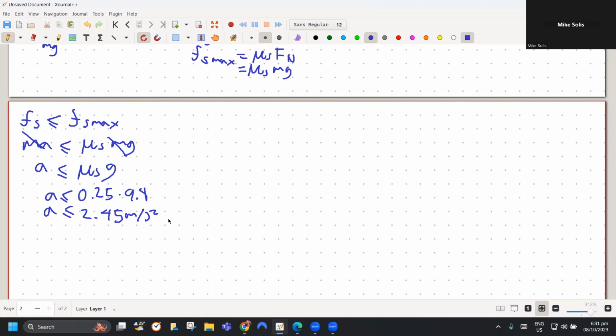We want to stop the train without the crate sliding. So, you brake. When you brake, the acceleration depends on the application of the brakes. So, we want maximum acceleration for the shortest stopping distance. So A max must be equal to 2.45 meters per second squared.